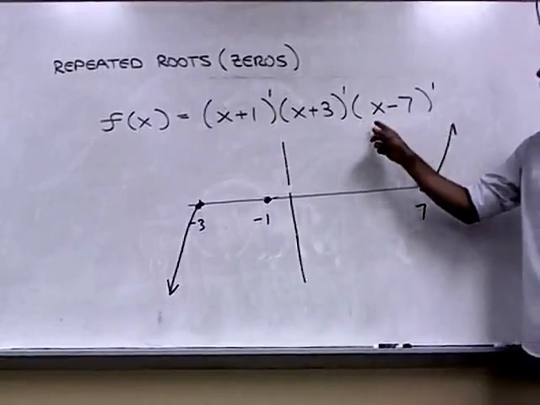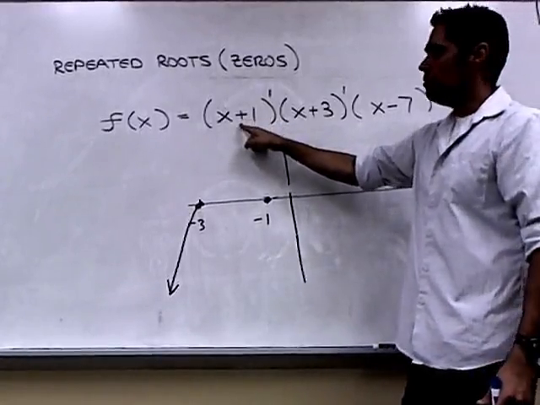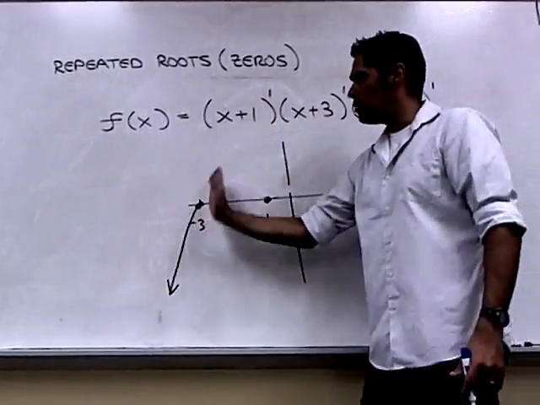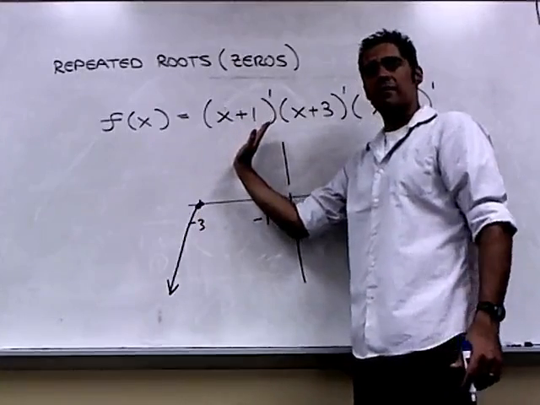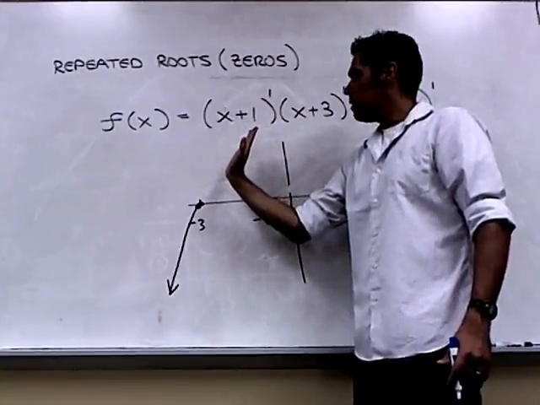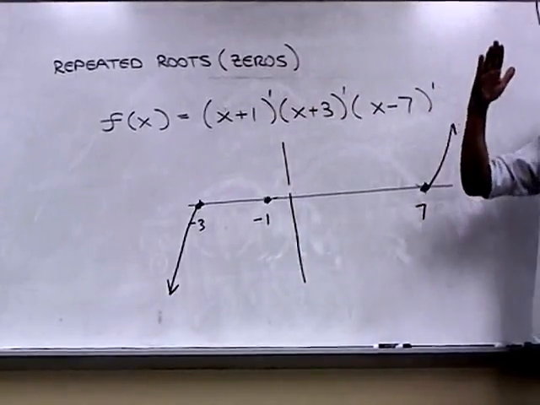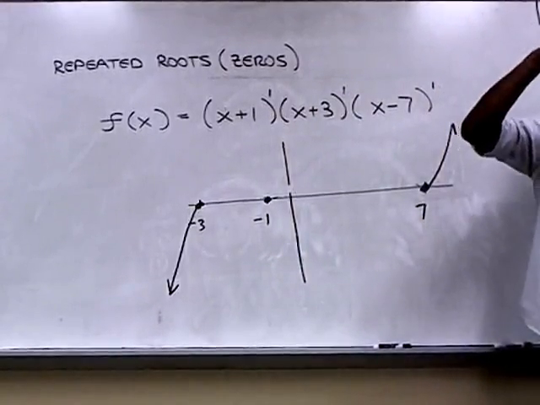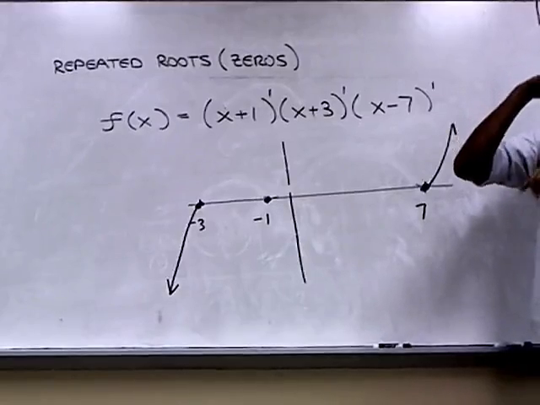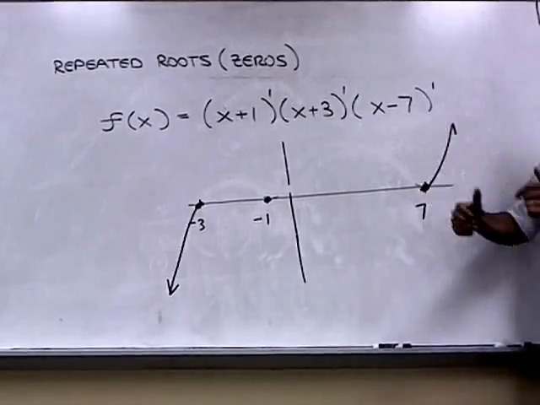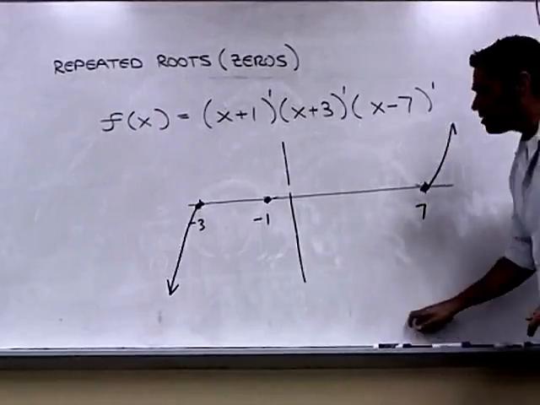what you will do is at that zero, you will actually punch through the x-axis, cross through the x-axis. And if the power up here is even, you won't be allowed to cross the x-axis. You'll have to actually bounce off of it. Now, I'm going to go through more examples so you can kind of see this come to light. But look at what's happening here.